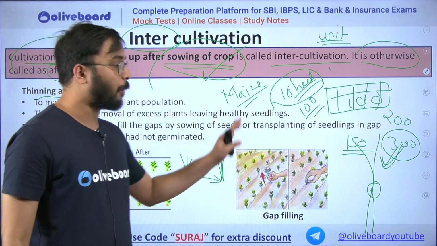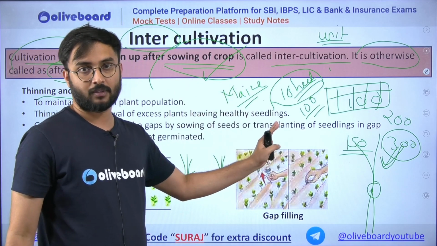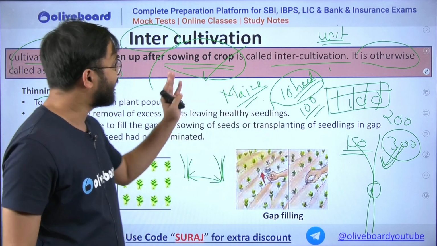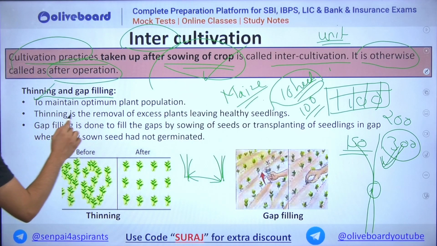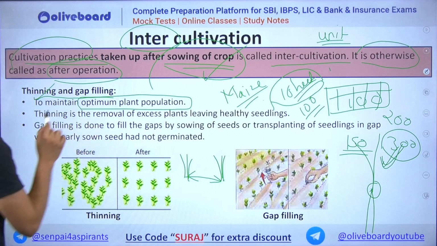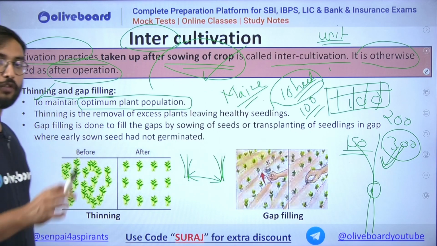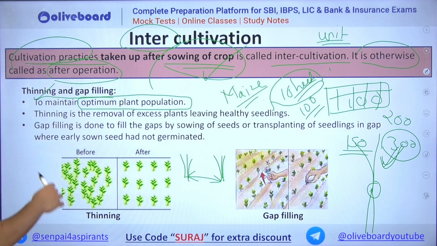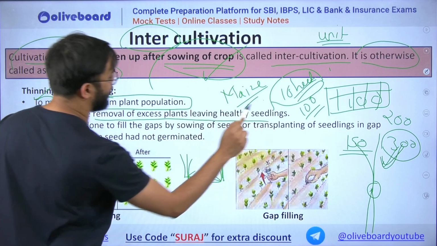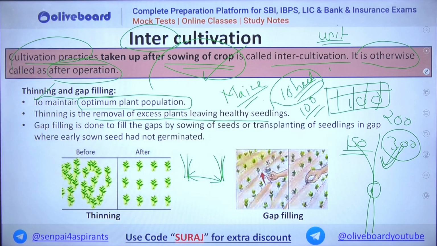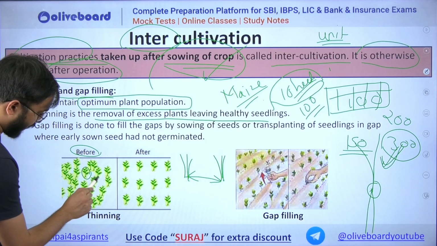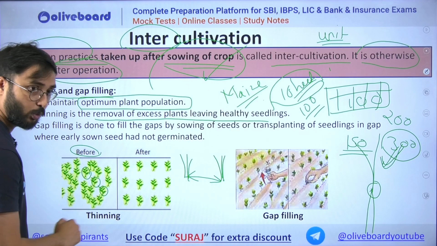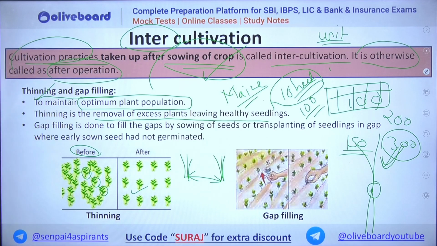Now controlling the population of the plants or crops in the field is called thinning or gap filling. So to maintain the optimum plant population in the field, both of these activities of thinning and gap filling are carried out. Thinning is nothing but removal of excessive plants, leaving healthy seedlings. So for example, you could see this is before and after thinning, whatever unwanted, unhealthy plants were there were removed, and now we are having good quality uniform crops, okay.